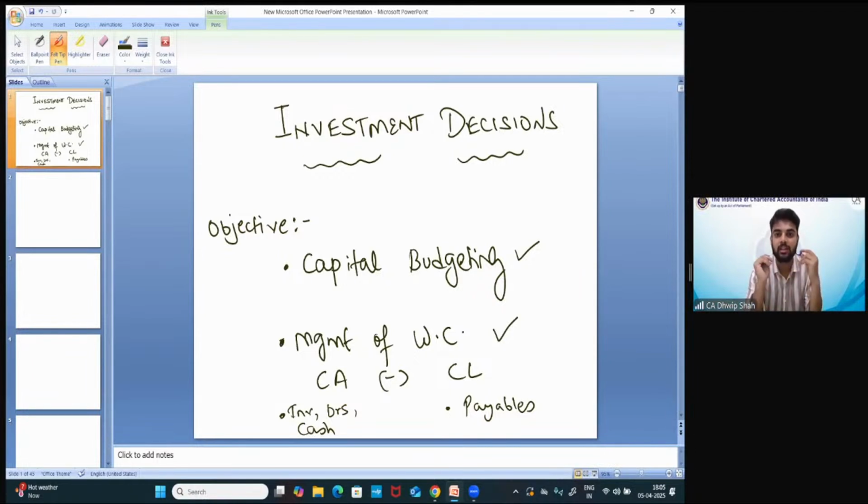In your syllabus, under investment decision, broadly there are two chapters. One is capital budgeting, second is management of working capital. And under management of working capital, we have sub chapters, because working capital is nothing but current assets less current liabilities. So we need to learn to manage each and every component of current assets, and each and every component of current liabilities.